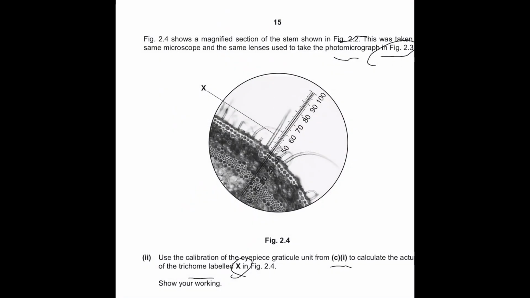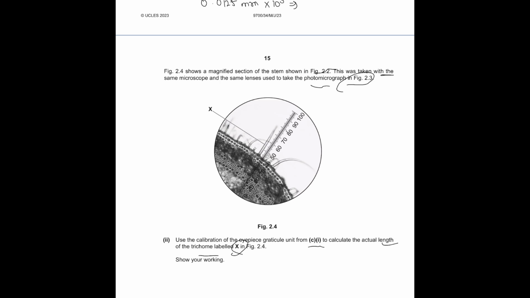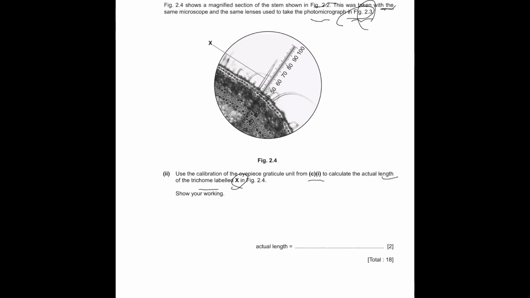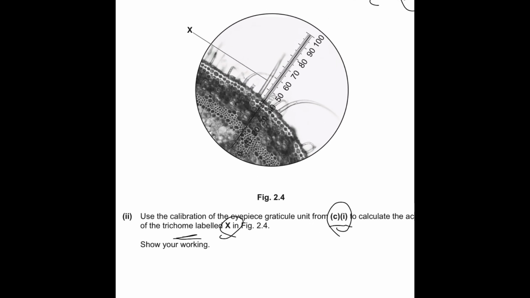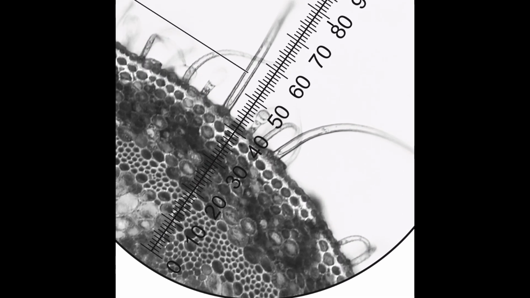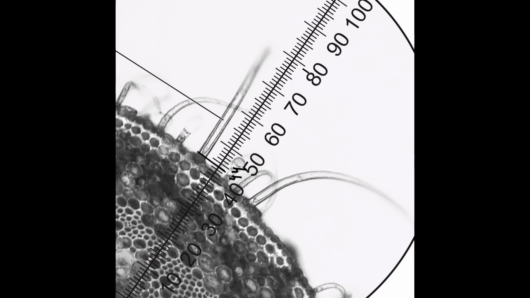Okay, so now it's telling us figure 2.4 is a magnified section of the stem showing figure 2.2. This was taken with the same microscope and the same lenses used to make the photomicrograph in figure 2.3, and it's asking us to use the calibration of the eyepiece graticule unit from C1 to calculate the actual length of the trichome labeled X. Okay, so we have this trichome. It starts from approximately here, which is 44, and then I can see that it ends here, which is 79.